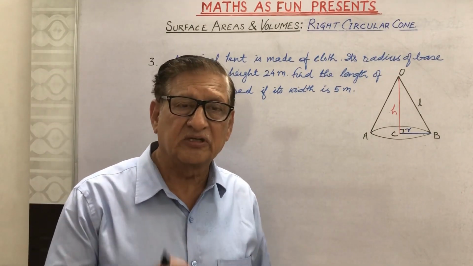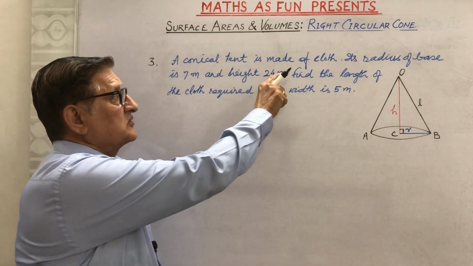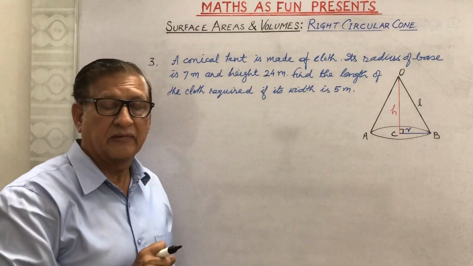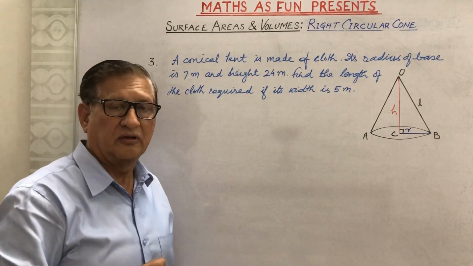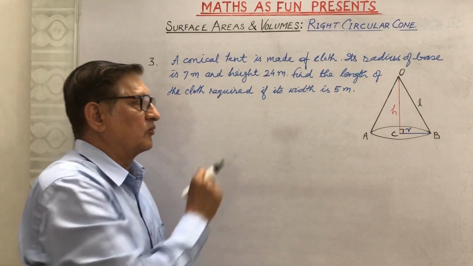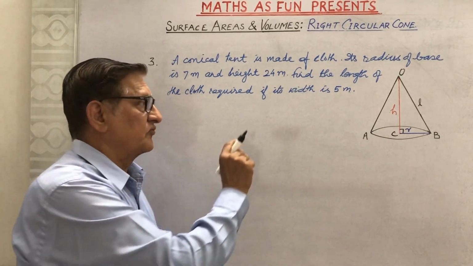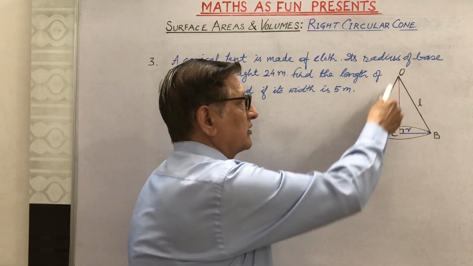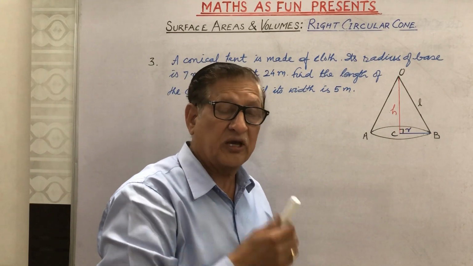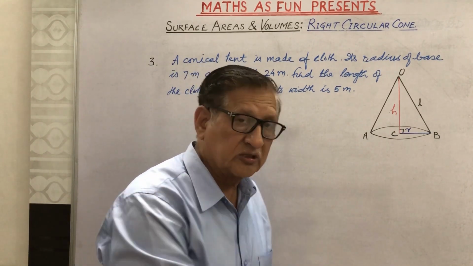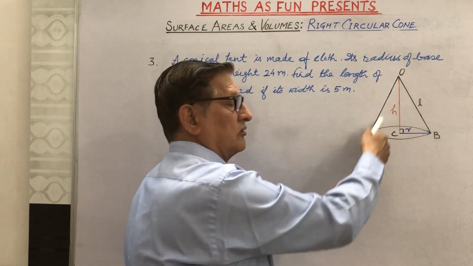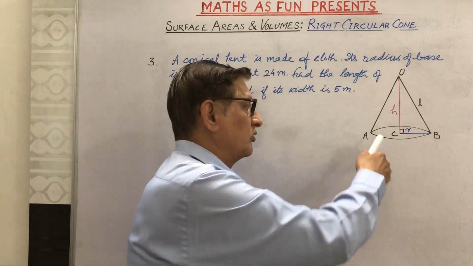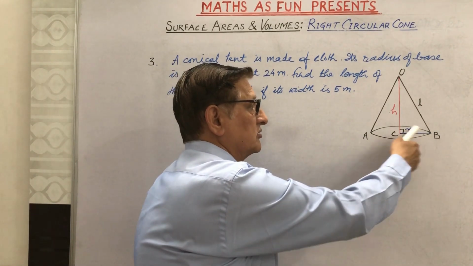The next example we discuss is a conical tent is made of cloth. Its radius of base is 7 meter and height is 24 meter. Find the length of the cloth required if its width is 5 meter. First of all, we have to understand, suppose a conical tent is made like this. Where is the cloth required? Cloth is required only to cover its curved surface area, because we are not spreading the cloth on the floor.